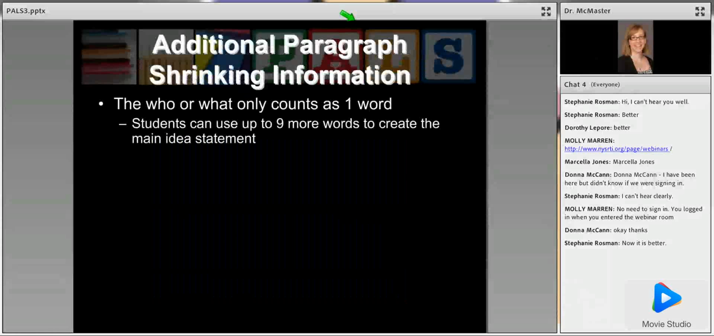They also learn that the who or what only counts as one word. So sometimes there is actually more than one important who or what in a paragraph. And if that's the case, they can say both of the who's or what's, or however many there are, but that would just count as one word. That way they can use up to 9 more words to create their main idea statement.